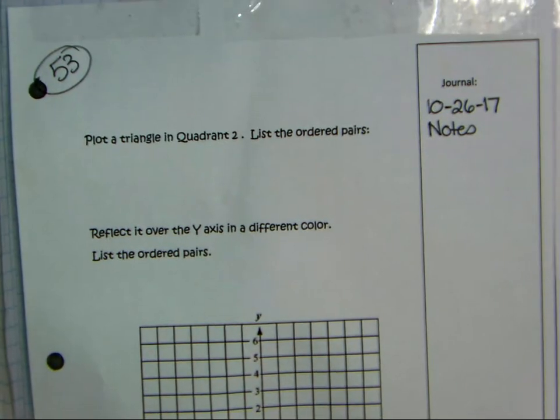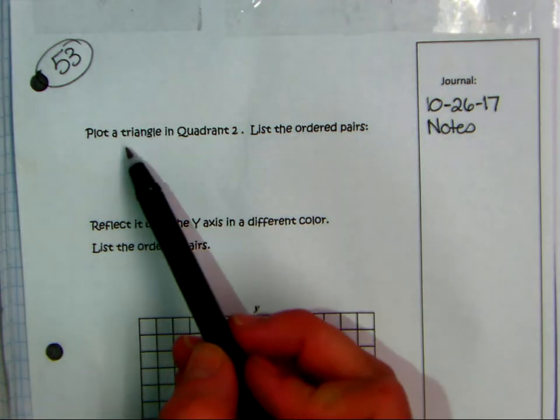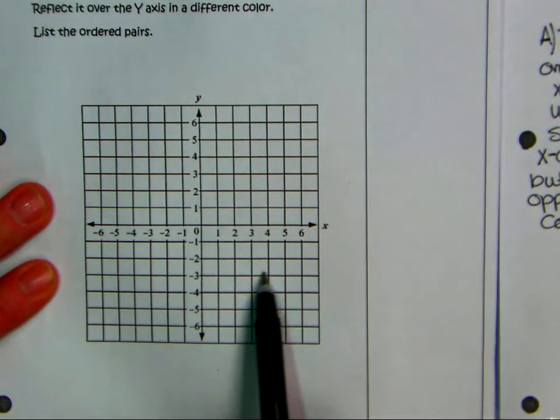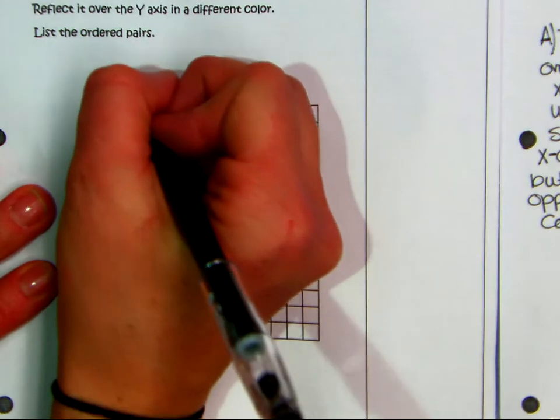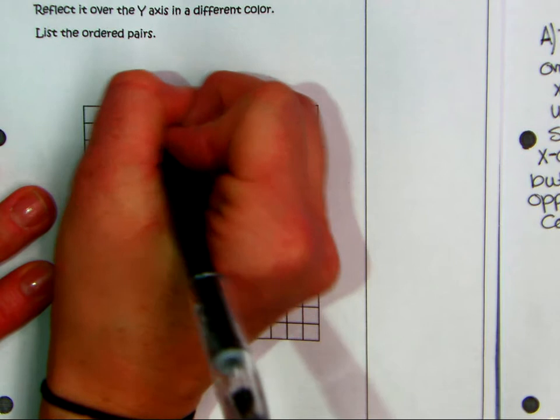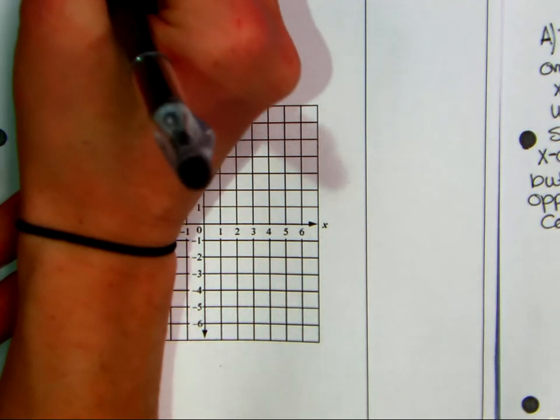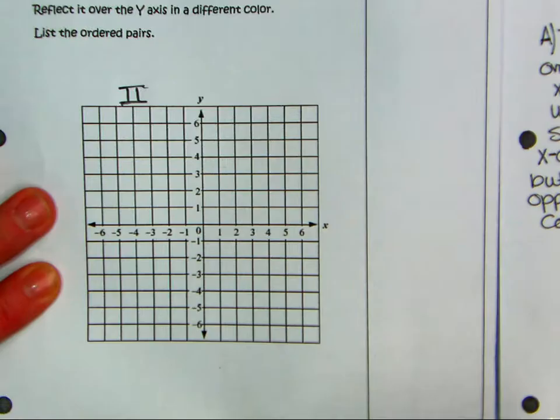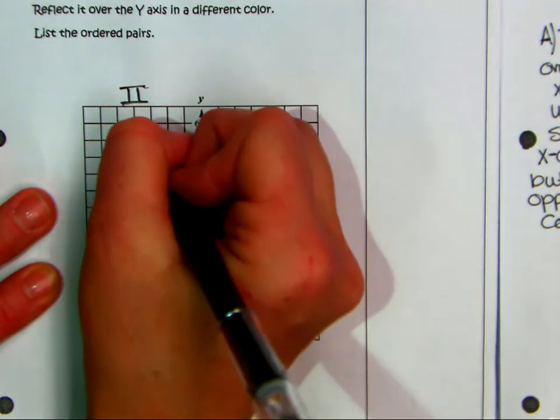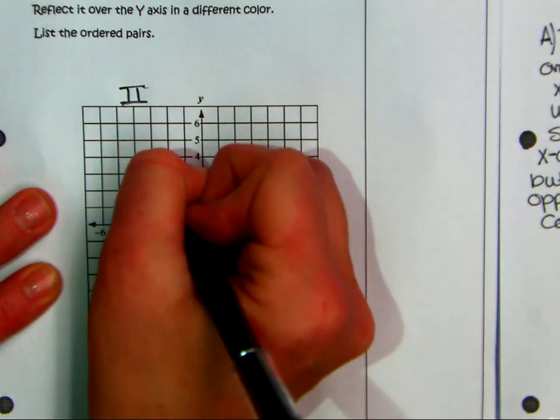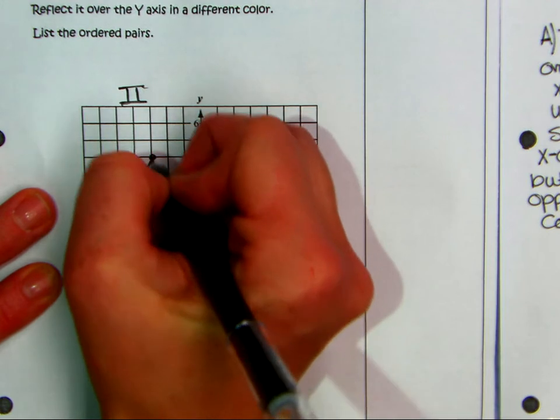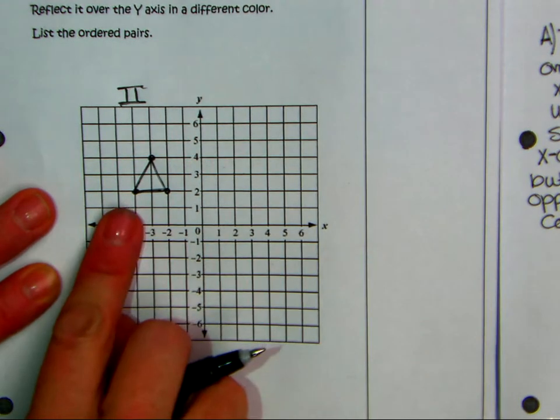Now, you're going to come over here onto page 53, and you're going to do this on your own. The first thing it says is plot a triangle in quadrant 2. Now remember, where's quadrant 2? If you did your C, quadrant 1, quadrant 2. So you're going to make a triangle. How many points does a triangle have? A triangle has 3 points. So you're going to make a triangle anywhere in here, anywhere you want. I don't really care how you do it. Any 3 points, but it needs to be in quadrant 2, and you need to connect 3 points.